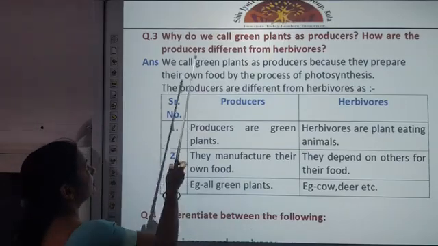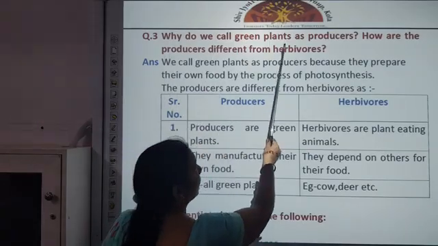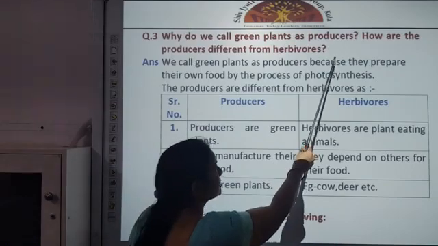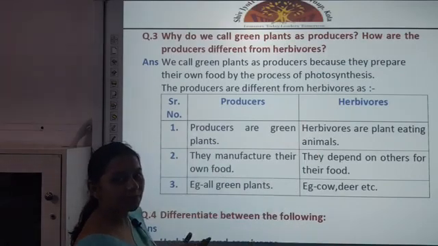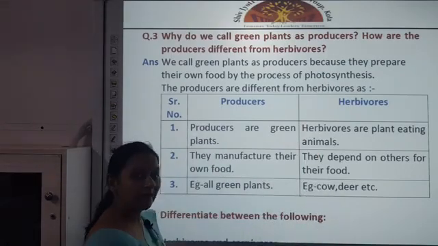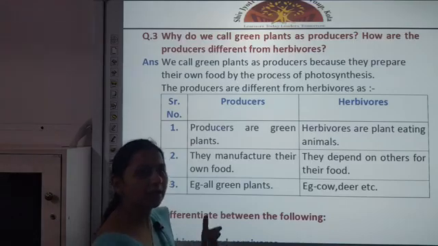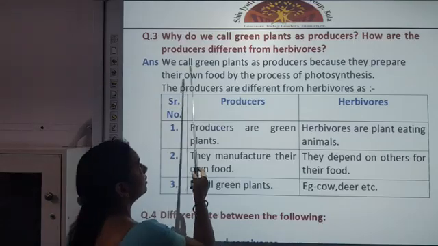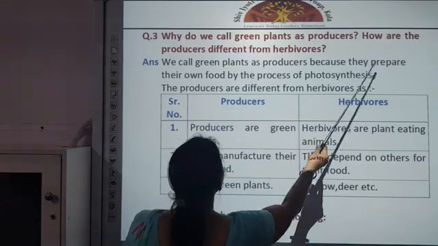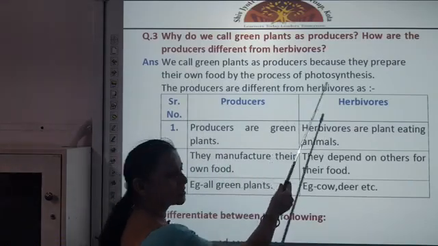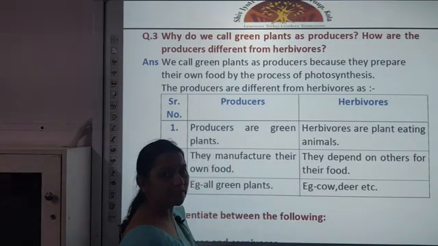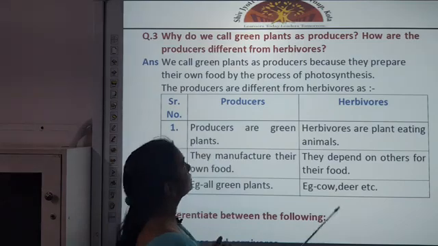The next question, why do we call green plants producers? Why are green plants called producers? Because they prepare their own food. They have green leaves which prepare their own food with the help of air, water and sunlight. So, we call green plants producers because they prepare their own food by the process of photosynthesis, and the process of making food is called photosynthesis.